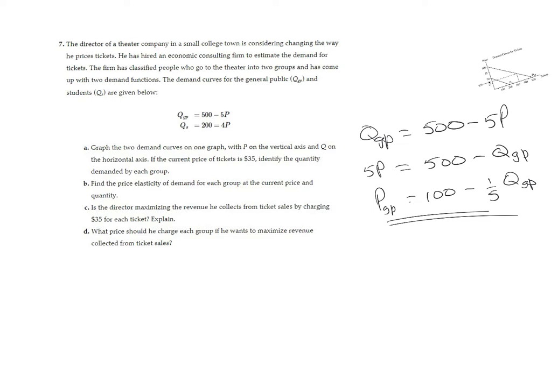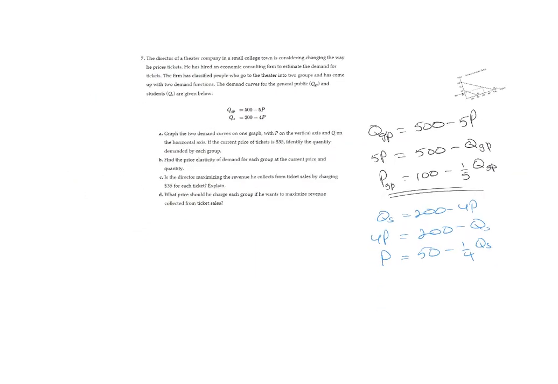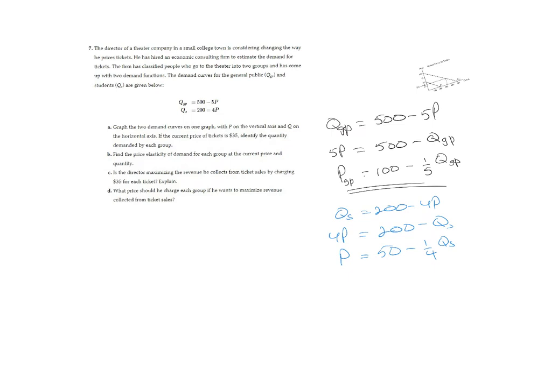Similarly, the demand function for students is given as 200 minus 4p, and we can write 4p by itself. We get 200 minus QS, or price P equals 200 divided by 4, which would be 50 minus 1/4 QS. So it is these two curves that we will plot on the graph, and once we plot these, we get this demand curve.